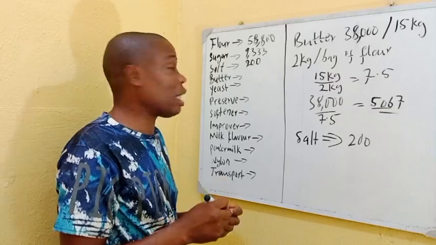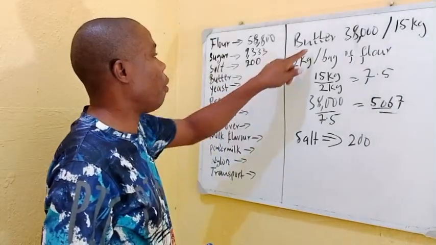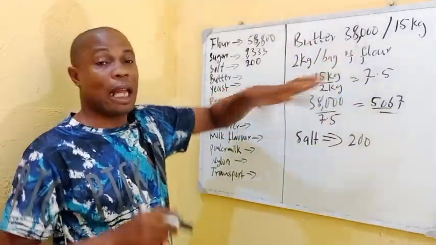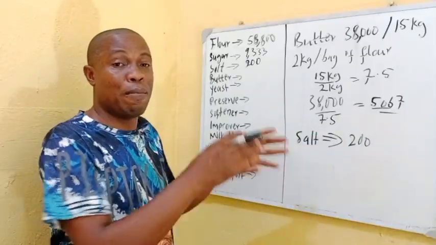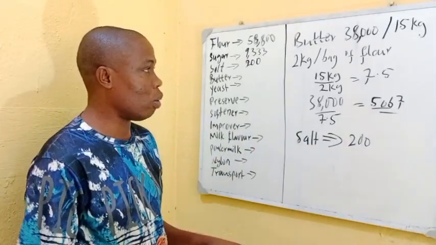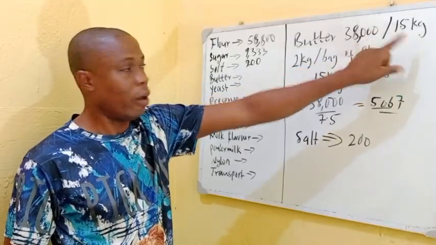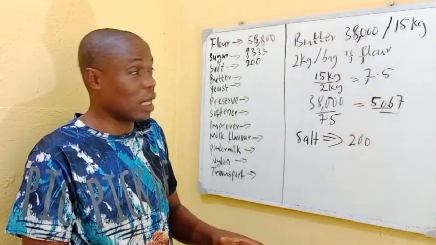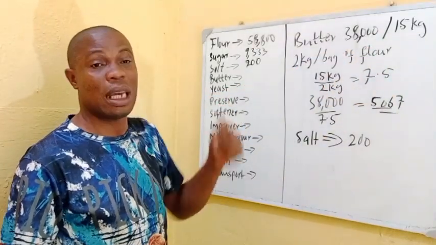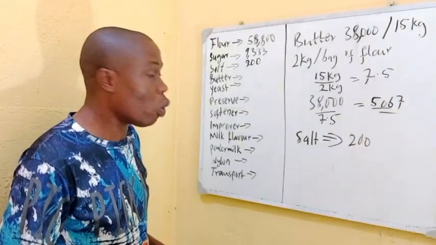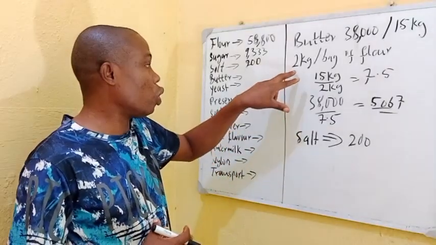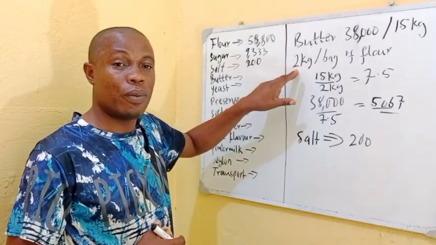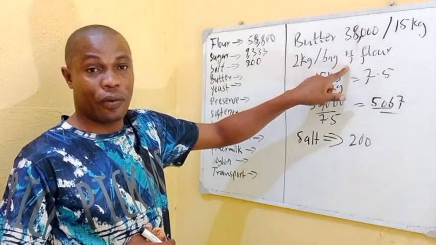Now let's look at the next item, which is butter. If you buy butter, it comes in a carton and in a bucket. So let's use the one in the carton, which is about 15 kg. That carton will cost you about 38,000 naira. For the recipe I'm using in this calculation, we use 2 kg of butter for 1 bag of flour.